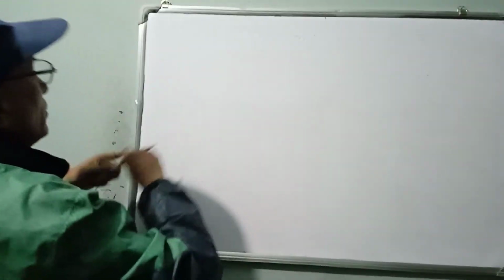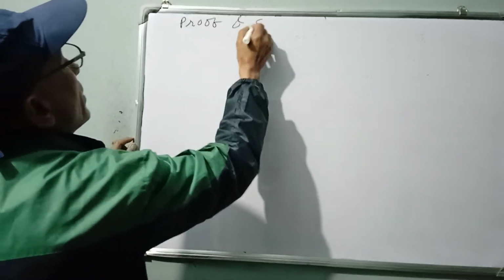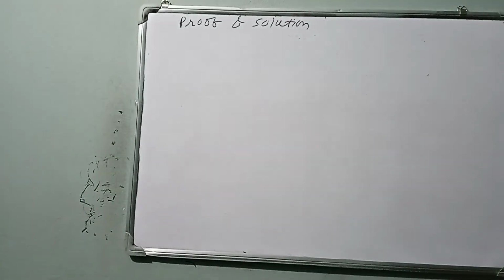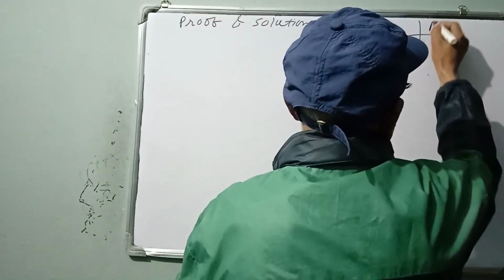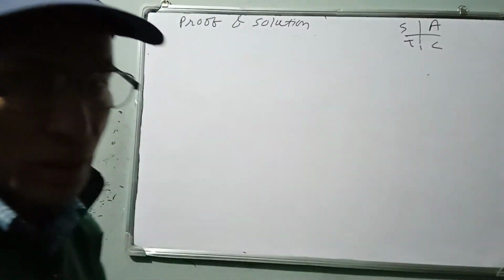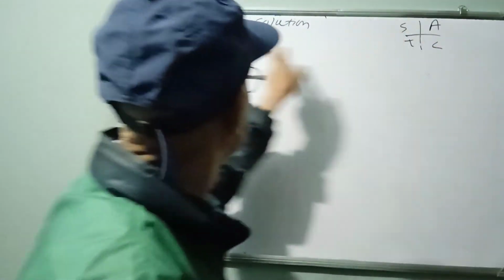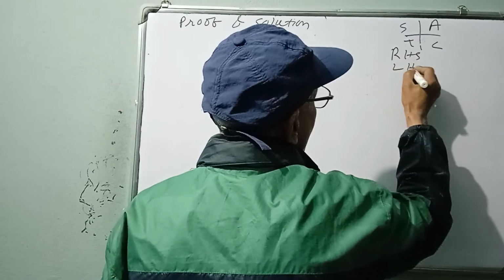Prove and solve. Proof and solution. For any proof or for any solution, you have to go through some of the formulas. For example, see, range: all positive sine cosec, tan cot, cosec. You have to see for proof the RHS, right hand side, or left hand side.